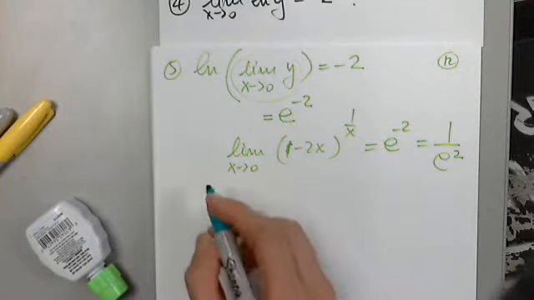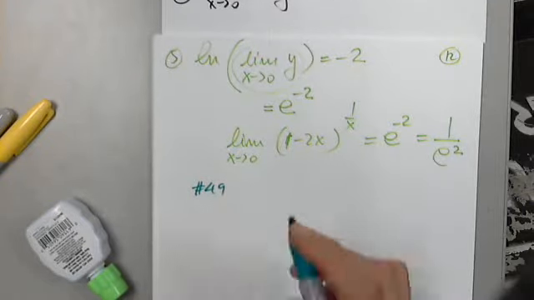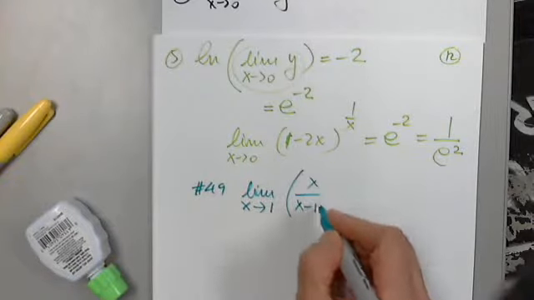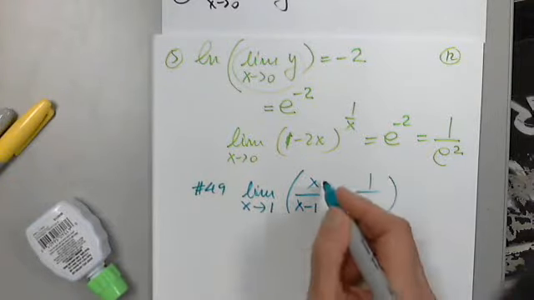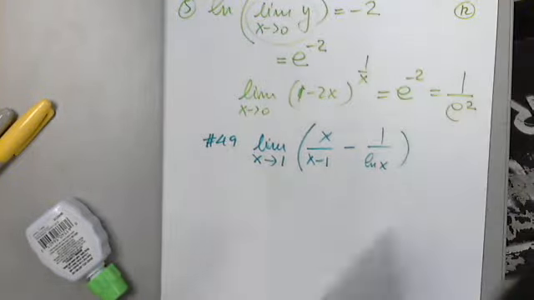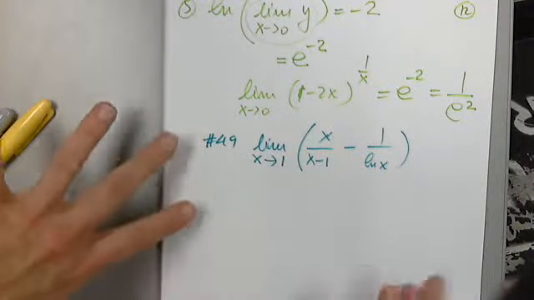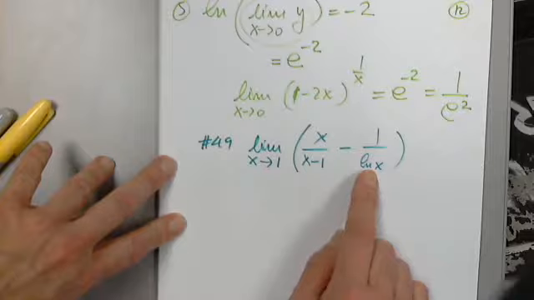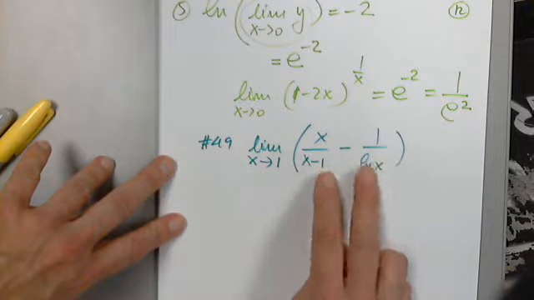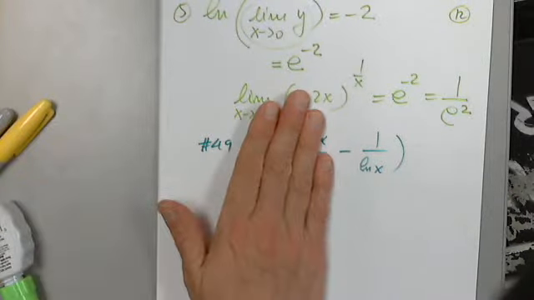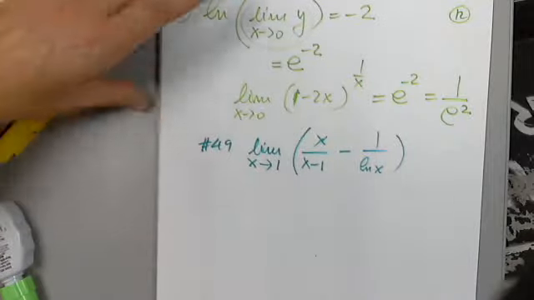So in 49, we have limit as x approaches 1 of x over x minus 1 minus 1 over natural log x. You would probably say, or someone would probably say, well, separate. I can't. I cannot apply the limit to this minus the limit of this. Because if you remember, the limit law requires that this exists. The limit of this does not exist. And the limit of this does not exist. It's 1 over 0. So I can't separate.